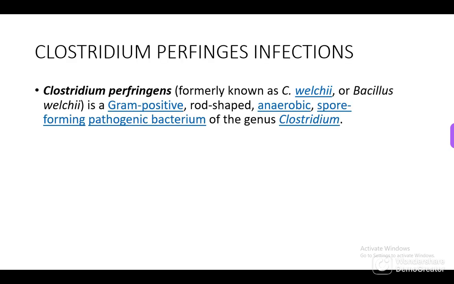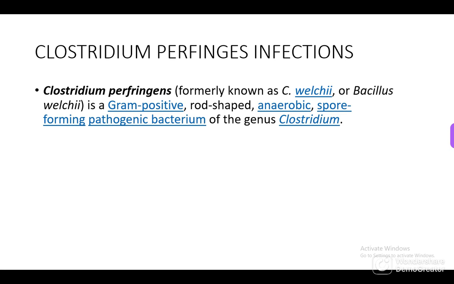Now this is the infection which I want to discuss, that is Clostridium perfringens. Perfringens, or Clostridium welchii, or Bacillus welchii, is a gram-positive, rod-shaped, anaerobic organism. It forms spores, yes, spore forming. It is a catalase negative, oxidase negative organism. The genus is Clostridium, a big one, with more than 100, 110, 120 species under this heading.